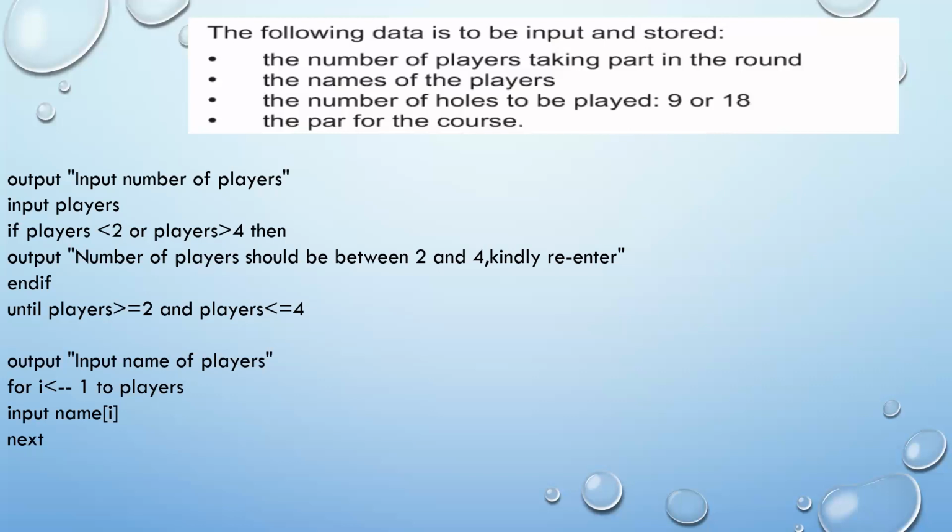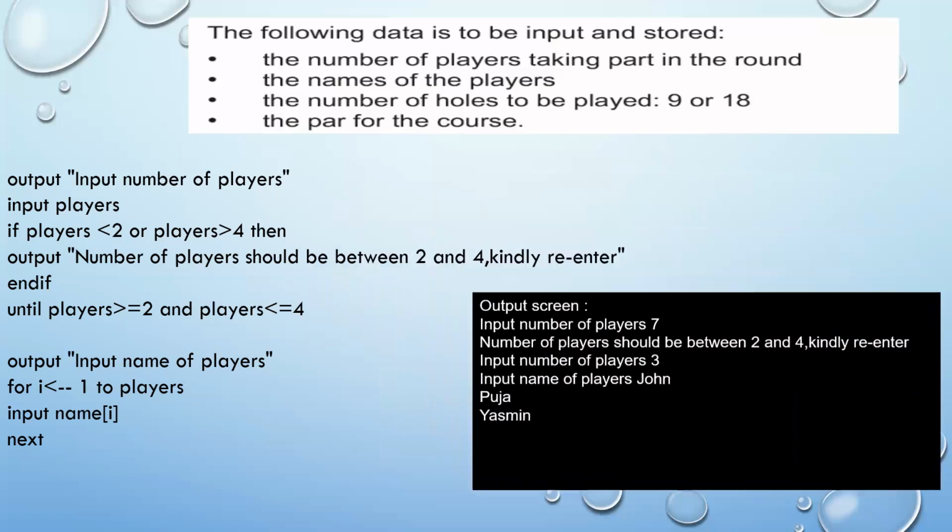So if players less than 2 or players greater than 4, then output number of players should be between 2 and 4. You'll get an output message and you'll be asked to re-enter. And you'll have to keep re-entering till you enter valid information. So you will keep running in this repeat until loop till your information is valid. Going to the next part, output input number of players. For I is equal to 1 to players, input name, next. This part would allow you to enter the details of the players.